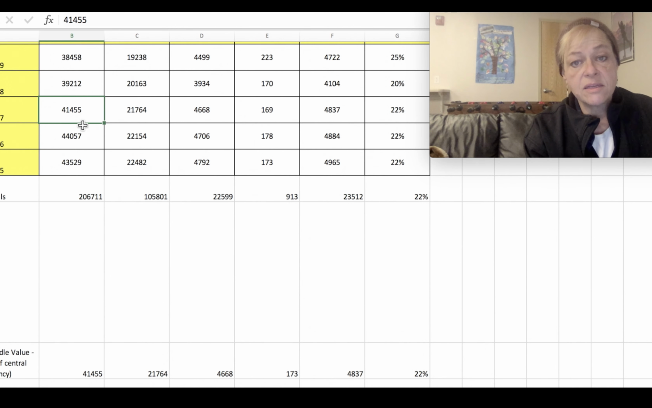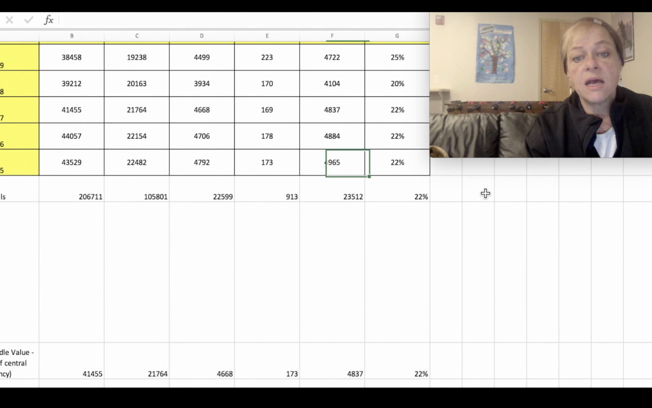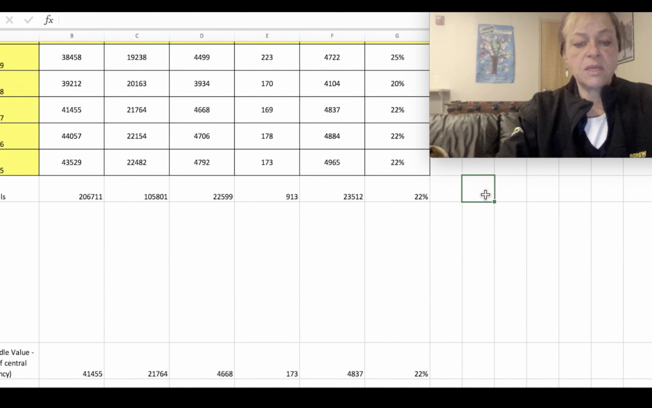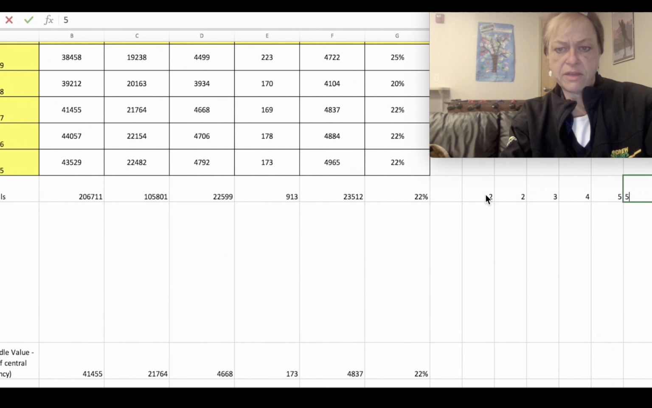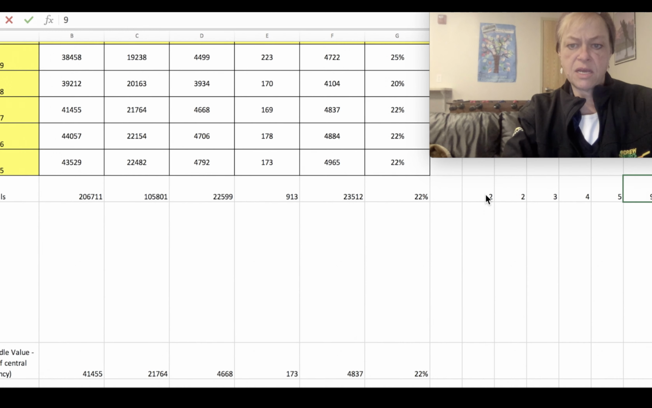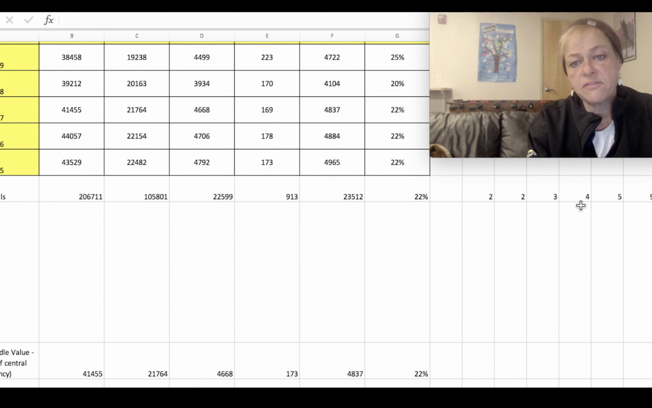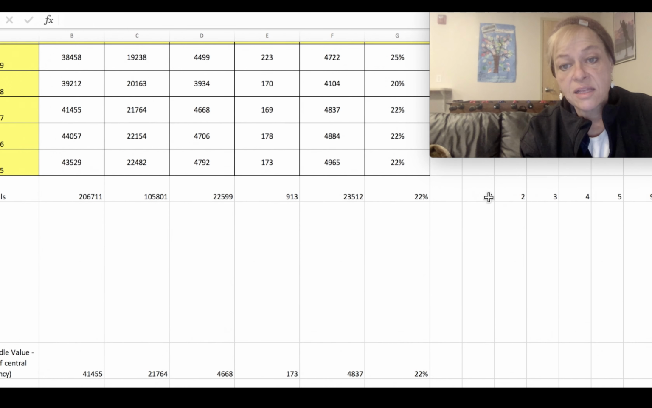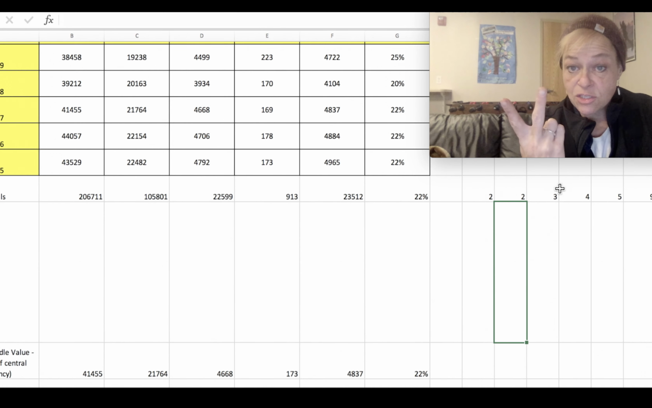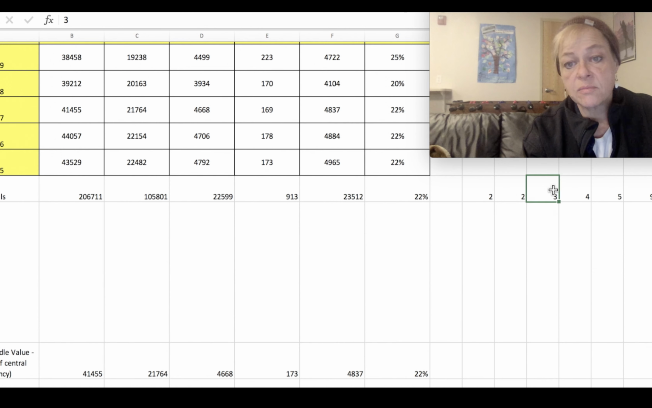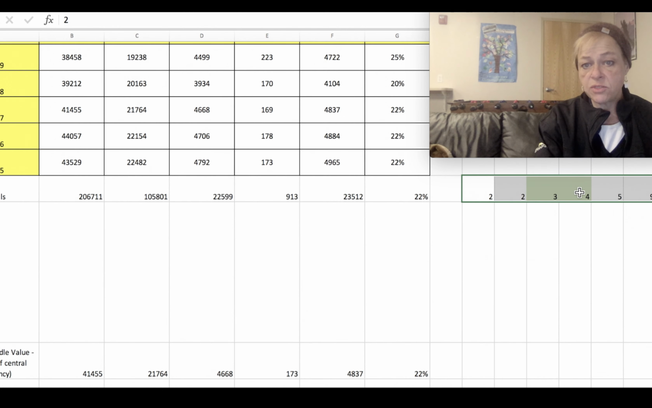If we had an even number, I'll show you an example right here. Let's say we had a set of data that had 2, 2, 3, 4, 5, 6. So now we have 6 values. In order to find the middle value, we would find, in this case, the 2 numbers that were in the middle. Because this is an even number, there's going to be 2 numbers in the middle.